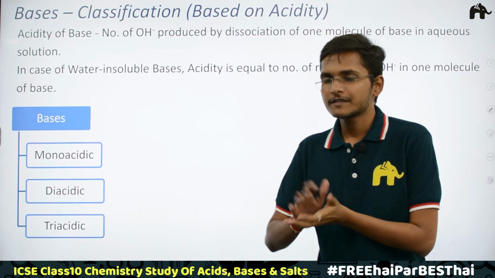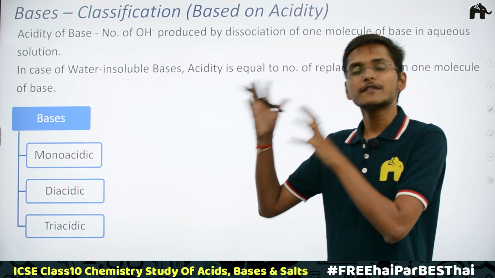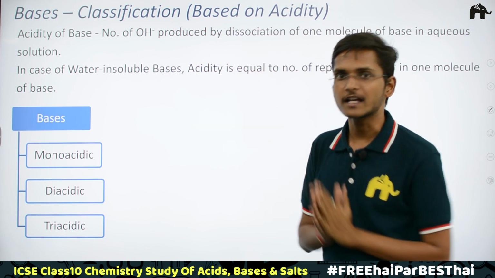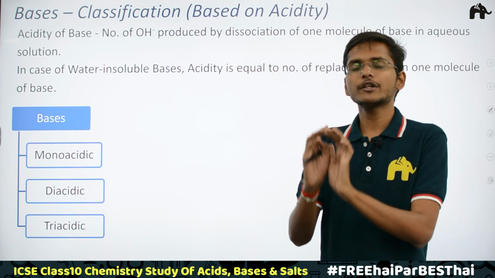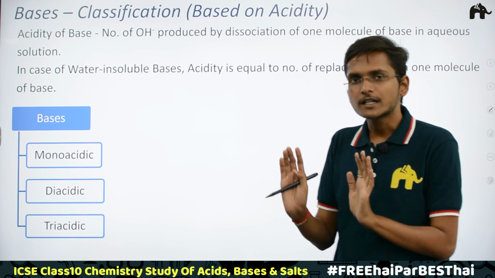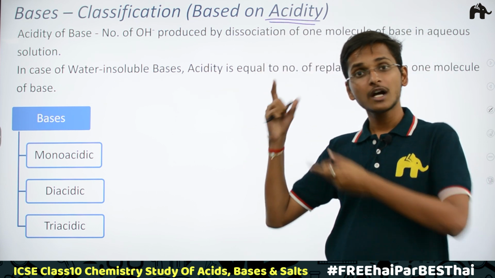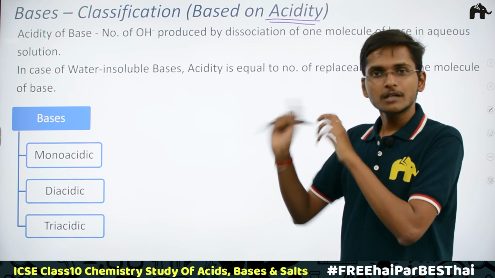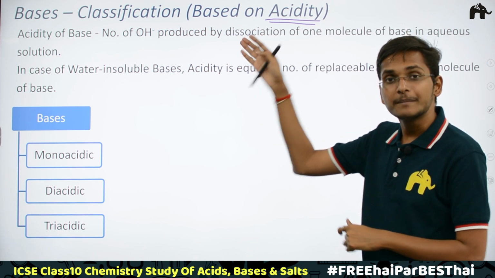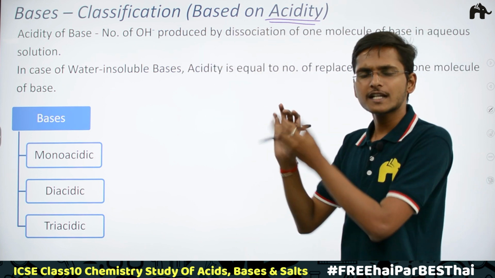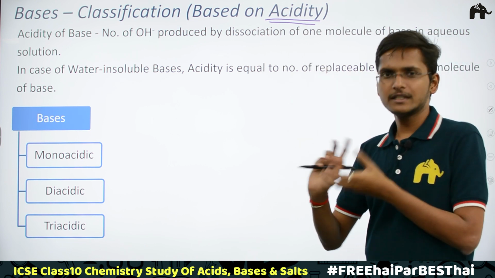Now we have seen the definition of bases, the definition of alkalis, and the dissociation of alkalis as well, correct? Now let's move ahead to the classification of bases. Here we are going to classify bases based on only one type, based on acidity, like we classified acids based on basicity. The terms are exactly opposite. In the case of acids, we classified based on basicity. In terms of bases, we are classifying in terms of acidity. Very easy to remember.